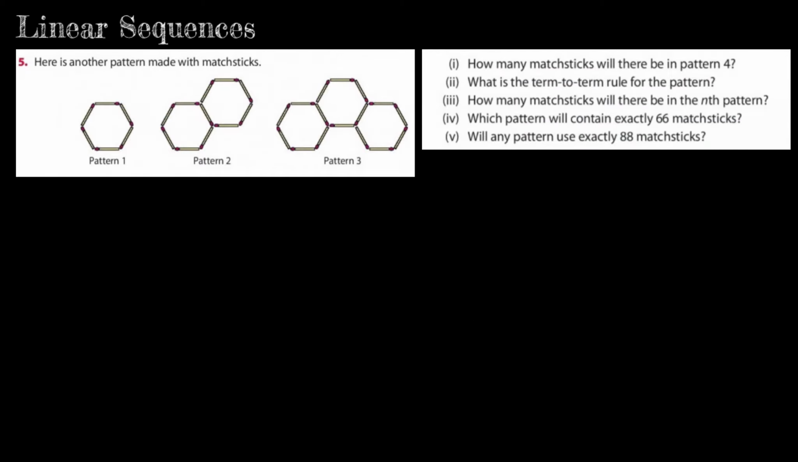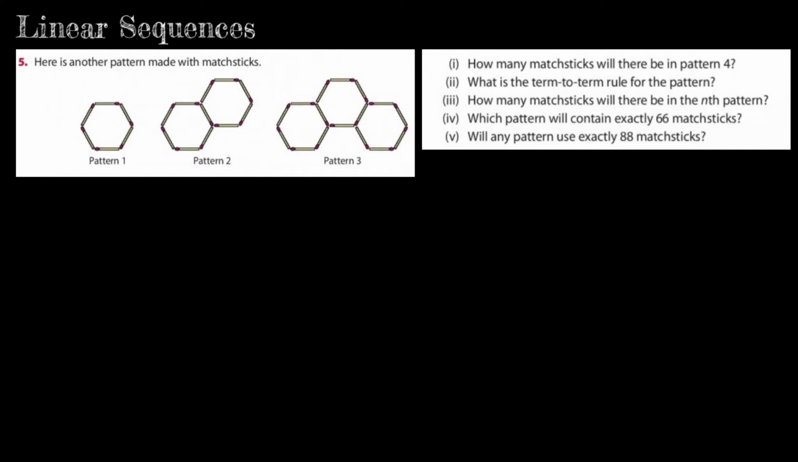So with question 5, we'll have a look at that there. So here is another pattern made of matchsticks. You can see the pattern there. It says, how many matchsticks will there be in the fourth pattern? You can see how it's growing each time, by 1, 2, 3, 4, 5. And here it's grown by a further 5. So we know it's a linear pattern because it's grown by 5 each time.